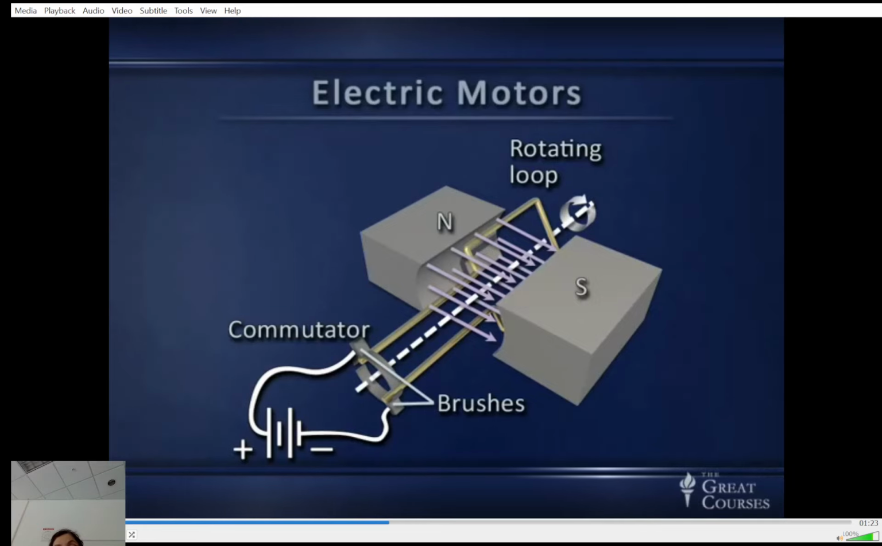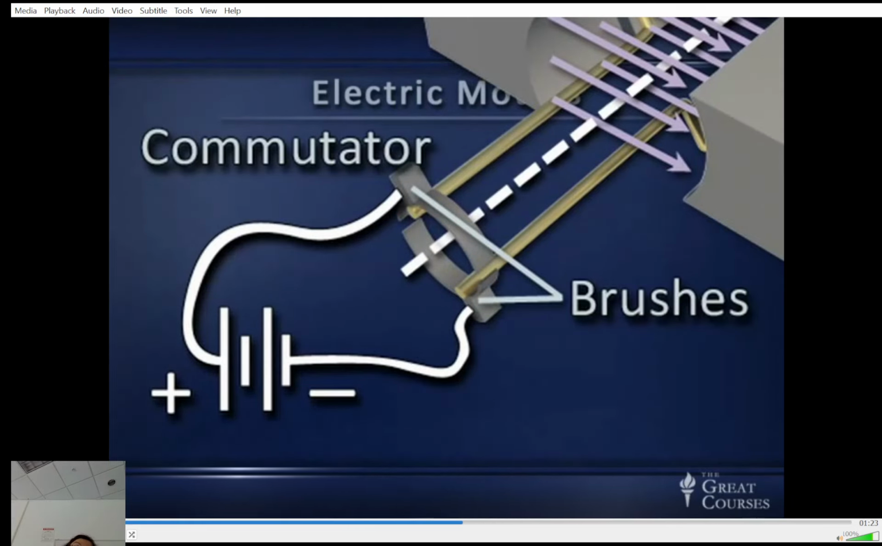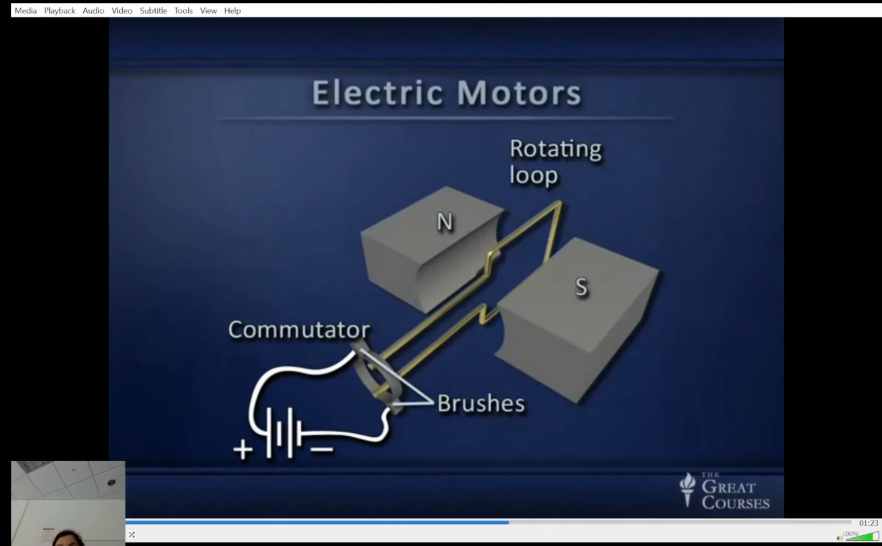And here's the really clever thing. That connection is called the commutator, and you see a little gap there in the commutator. And what happens is, as the loop rotates, it would normally just align itself with the magnetic field, as we've just seen. So it wants to stay here, right? But because it's losing contact, there is no more electricity flowing, so there is no more force, so it will keep spinning because of inertia. So constantly, the permanent magnetic field here is interacting with the magnetic field from the loop. So it's constantly pushing it.